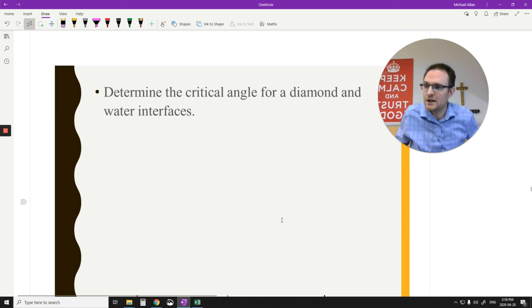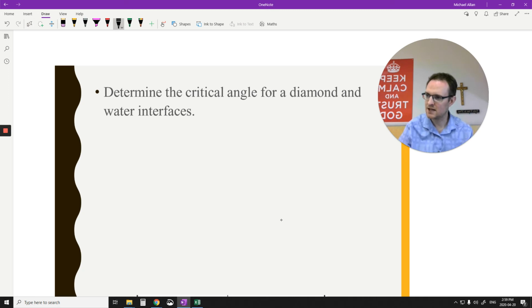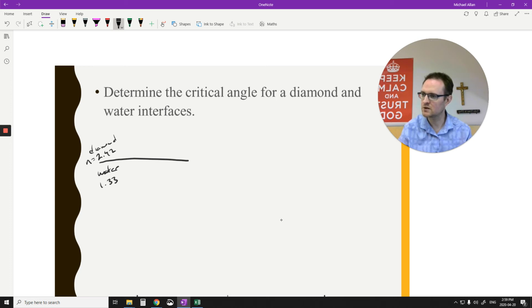From a diamond to water interface. Okay, so from a diamond to water interface, what's the critical angle? So say we have water, which is 1.33. We have diamond, I think I put it on the bottom of this page, is 2.42. Okay, so to get the critical angle in this situation, we have to go from the diamond to the air, or to the water.